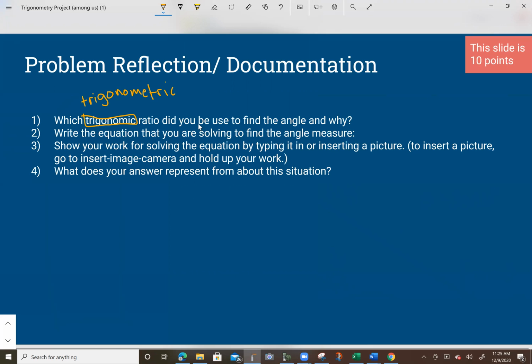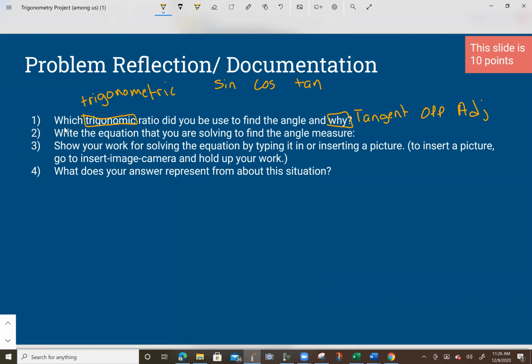Trigonometric ratio. Which trigonometric ratio did you use to be able to find the angle of theta? Take a moment. Which one did we use? Remember, we have sine, we have cosine, and we have tangent. Which one did we use? We used tangent. Why? We used tangent because we had numbers for the opposite side and the adjacent side. And I'm just putting in some bullet points here. I expect you to write me some nice sentences for this, okay?